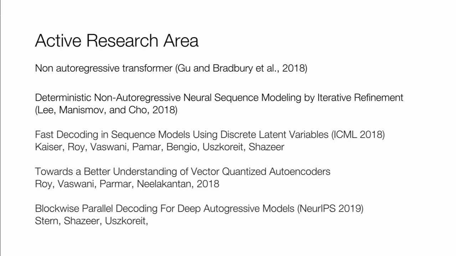There's another paper, the second one, that does iterative refinement. There's also a blockwise parallel decoding paper by Mitchell Stern, Noam Shazeer, and Jakob Uszkoreit, where they essentially run multiple models. They decode using a faster model and score using the more expensive model. So that's how it speeds things up.